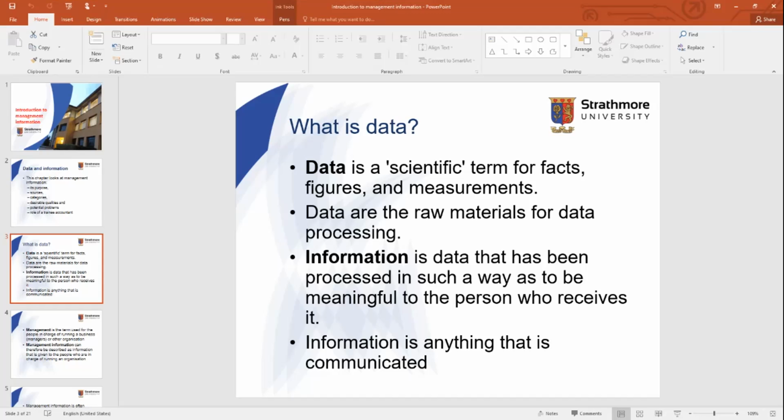Information is data that has been processed in such a way that it is meaningful to the person who receives it. We are trying to make sense of the data that you have received.